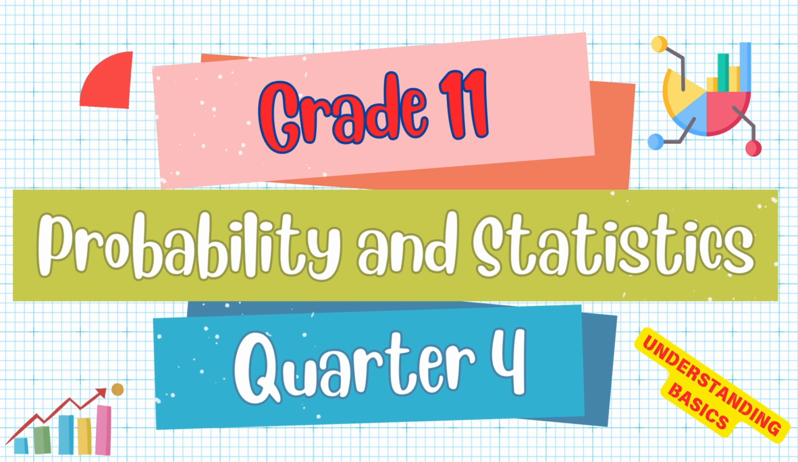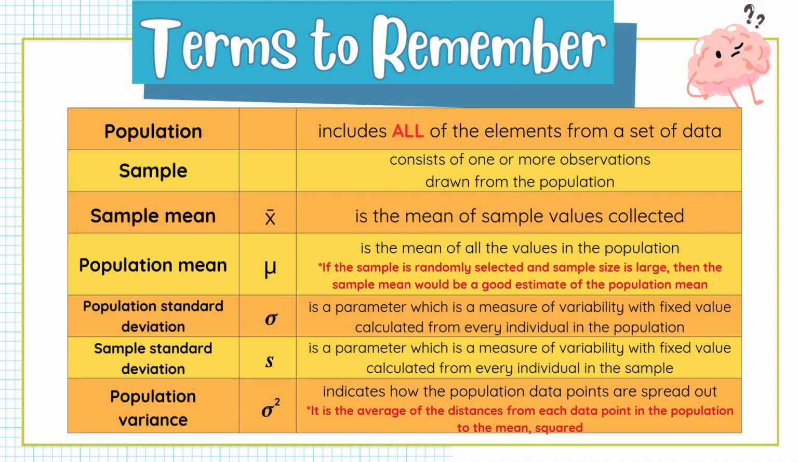Today, we will learn how to identify the appropriate test to use when we reject or accept the null hypothesis. Before we proceed, let us review the following terms, which are important in our next discussion, and identify them from the given example. Let us try to recall what a population mean, sample, sample mean, population standard deviation, sample standard deviation, and population variance are.